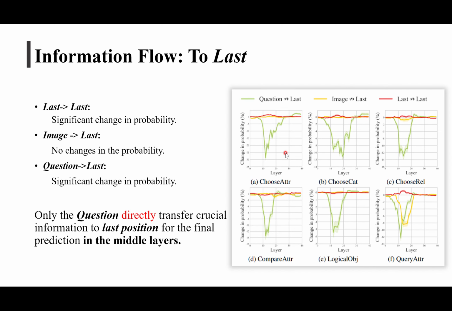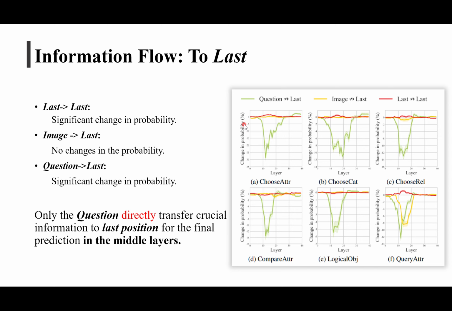Now we can see the results. First of all, we look at the information flow from the different parts of the input to the last token. There are 6 sub-figures, and each figure represents one task. The x-axis is the layer, because we block the attention edge for each layer separately, and the y-axis is the change in the probability.